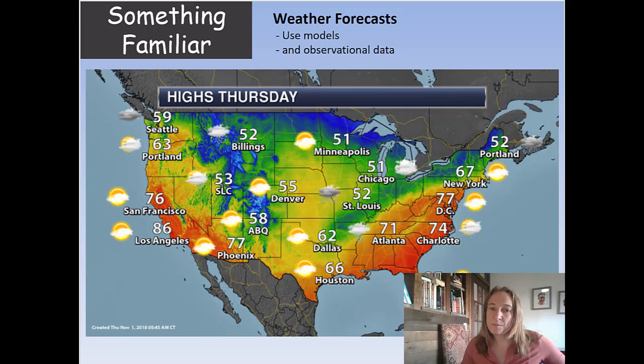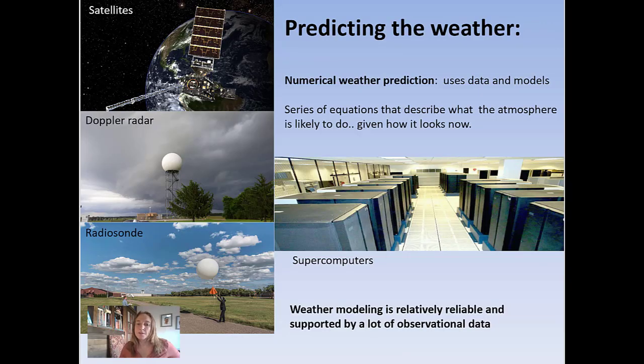Many of you may not be very familiar with modeling, so I'm going to ease you in with something that looks very familiar. And this is weather forecasts. Weather forecasters basically use atmospheric models and observational data to predict the weather at all times and places throughout the globe. These weather models will use data from various sources like satellites, Doppler radar, weather balloons, along with a series of equations that will describe what the atmosphere is likely to do based on how it looks now, and will allow us to get a weather forecast.